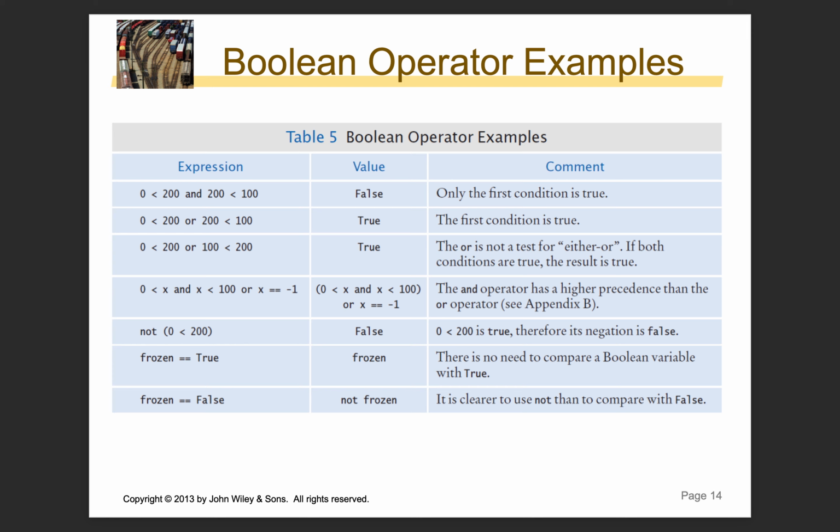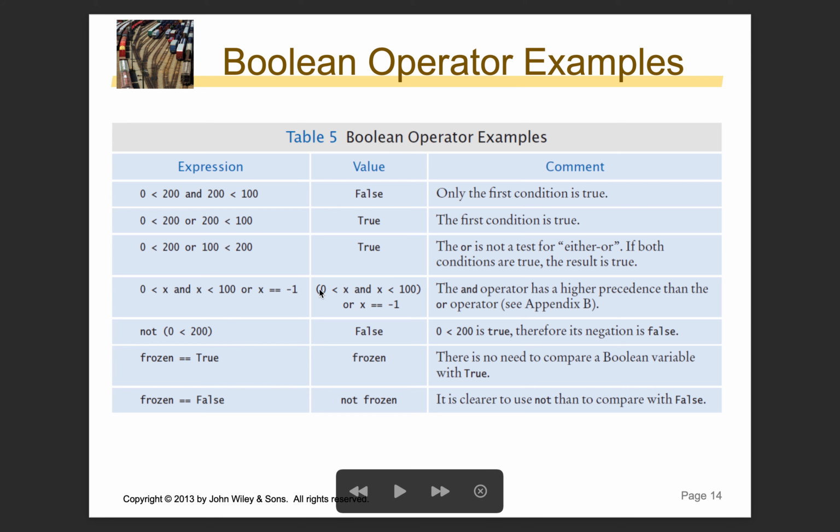There is an order of precedence for Boolean operators. The AND operator has a higher precedence than the OR operator, so we evaluate this expression as 0 less than x and x less than 100, or x is the same as 1, x is the same as minus 1.